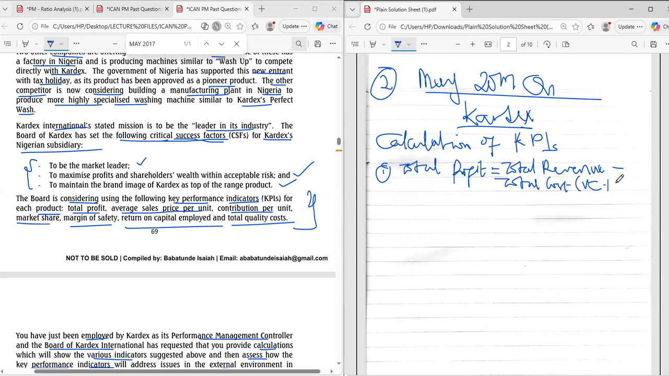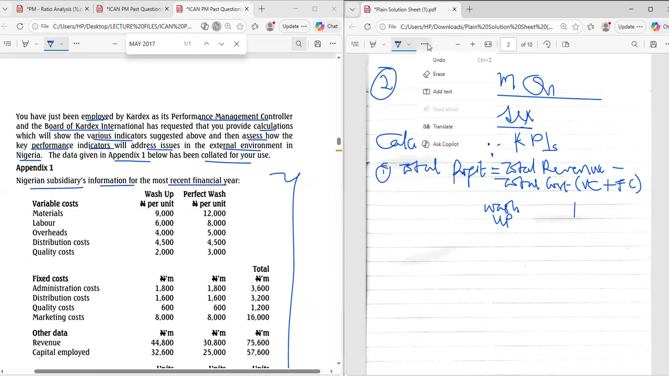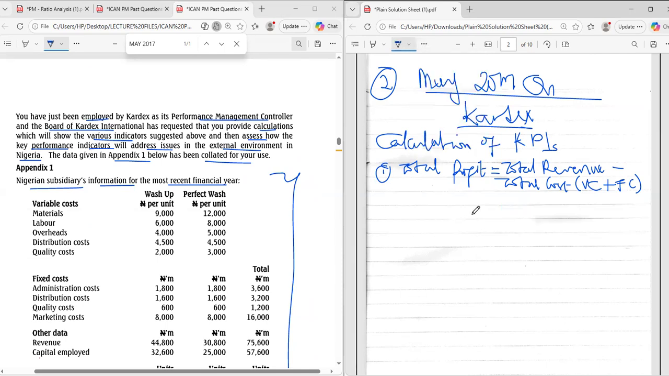Variable cost plus fixed cost. So we're going to do it for Workshop and Perfect Wash, because they gave us two financials, two products. Let's do Workshop, and then Perfect Wash. And let's get the total.